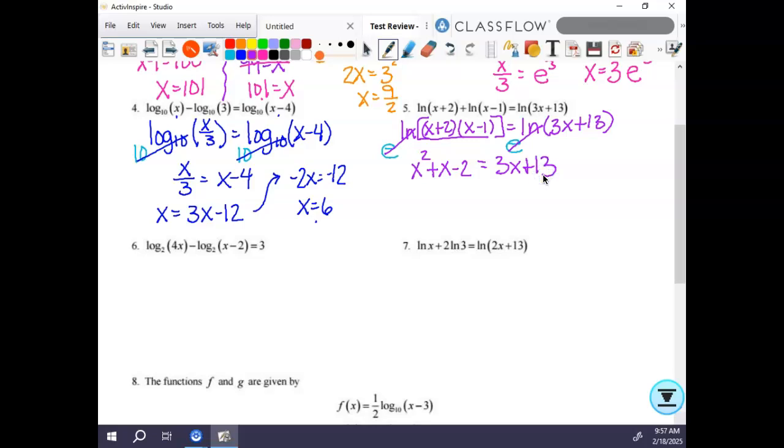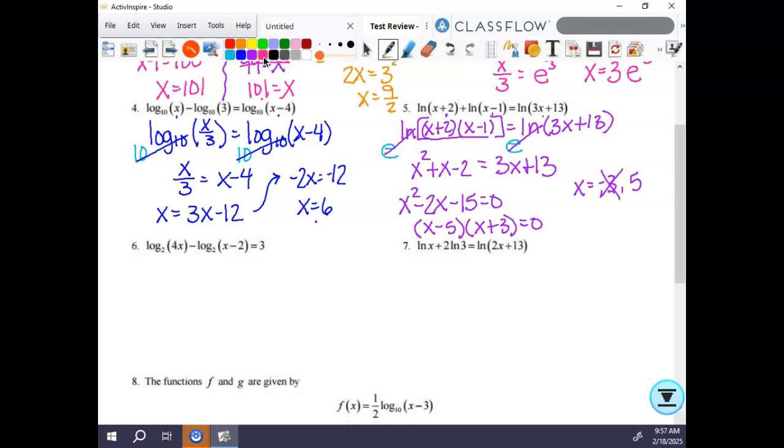This is a quadratic. I'm going to set it equal to 0, and I'm not going to make up math. So I'm going to get x squared minus 2x minus 15 equals 0. So when I factor, I'm going to get x minus 5 and x plus 3 equals 0. So x equals -3 and 5. So when I substitute them in here, -3 right here, -3 plus 2 is a -1. So that's a no. 5 plus 2 is good. 5 minus 1 is good. Put 5 in here, I'm good. So my answer is only 5.